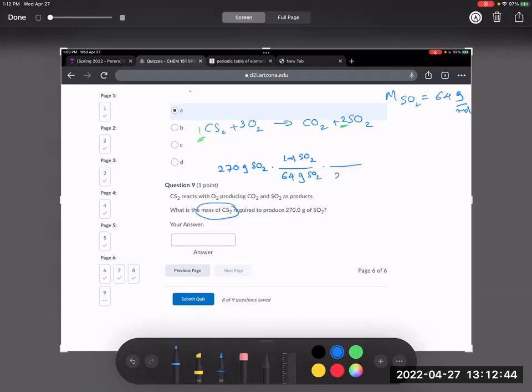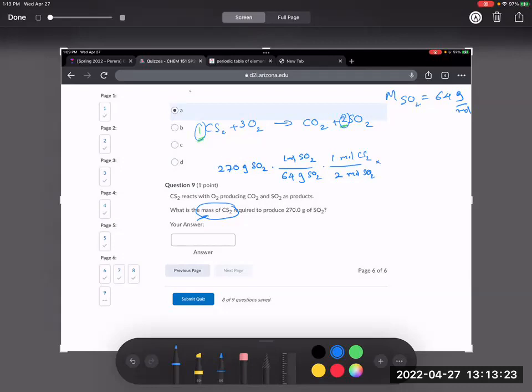So what we have is 2 moles of SO2, and to get 2 moles of SO2 according to the balanced chemical reaction, this is my 2, I need 1 mole of CS2. The beauty is I can cancel out more SO2. Then the question is asking for the mass, so I need the mass in the numerator for sure. Let's use the molar mass of CS2 to get the mass.